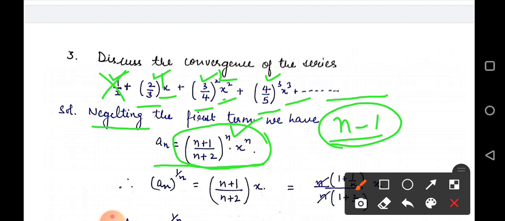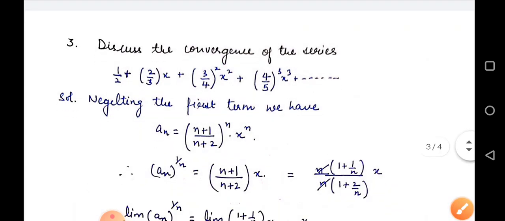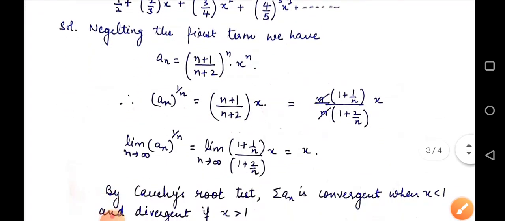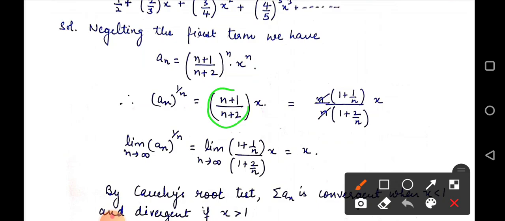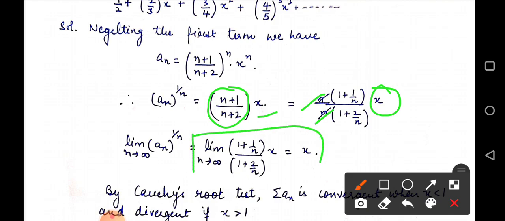So it is an is this. Taking nth power, so we have n cancel out, so we have n+1 upon n+2 into x. So taking n common, this cancel, so it is 1 plus 1 by n plus 1 upon 2 upon n into x. So limit n approaches infinity, an to the power 1 by n is this. Again 1 by n is 0, 2 by n is 0, so it is x only.